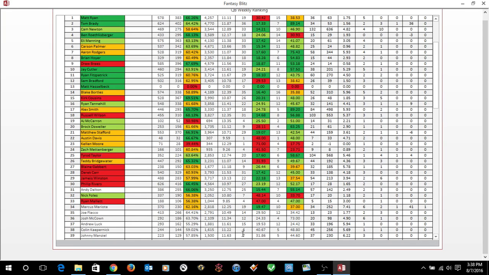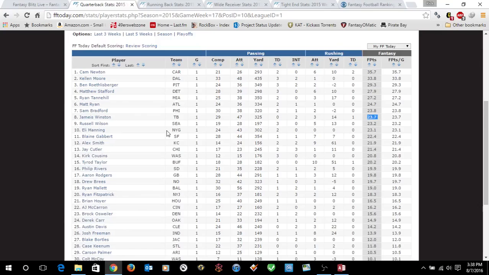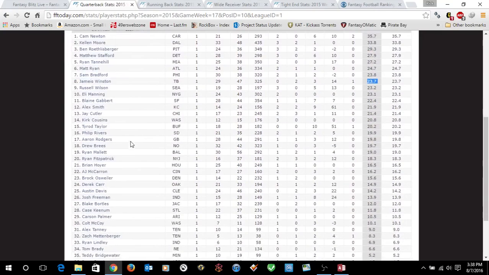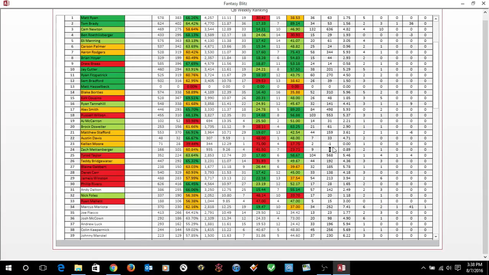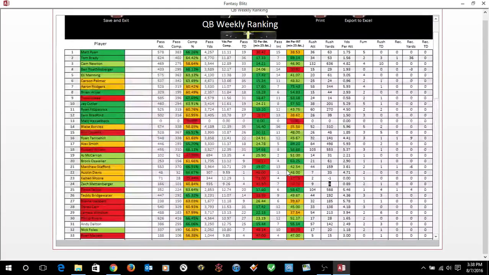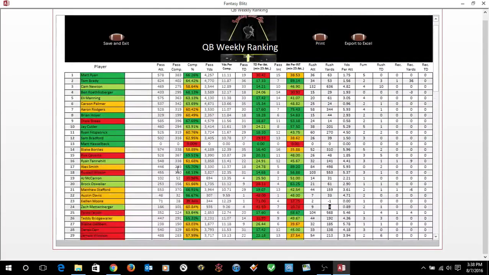So Tyrod Taylor, Week 17. Tyrod Taylor, top 15th player. He would have scored you 20 points. So as you can see, this program will indeed help you find cheap sleepers.